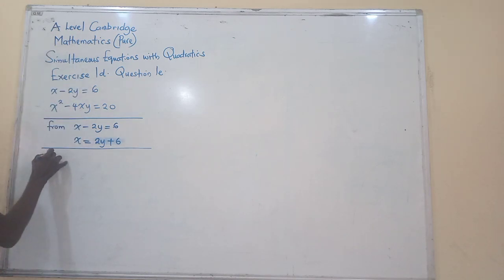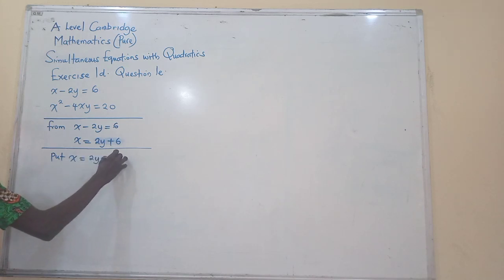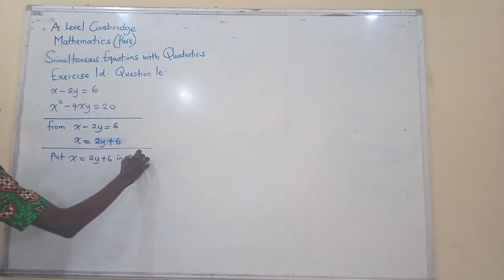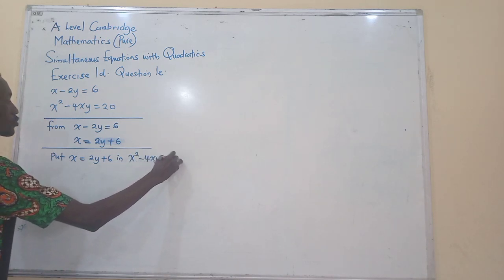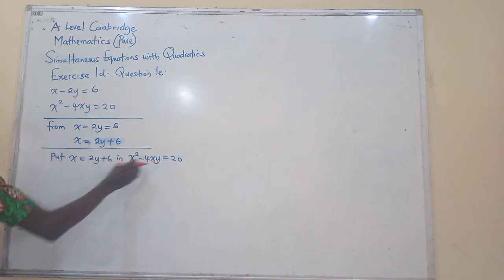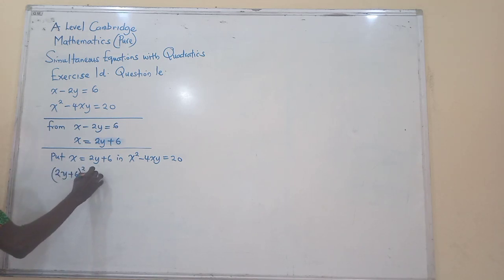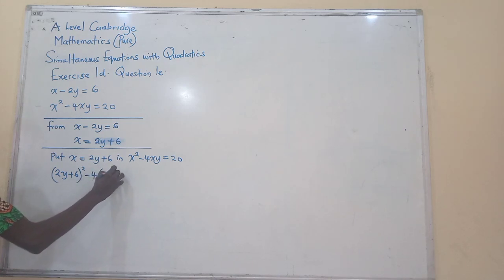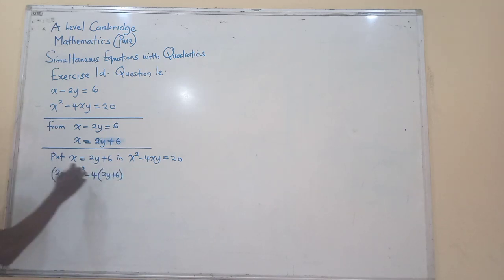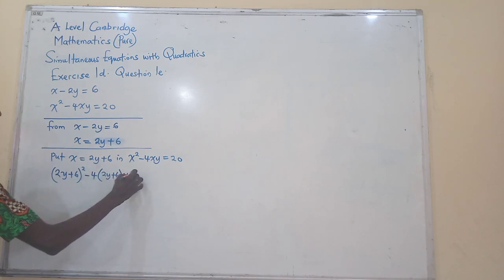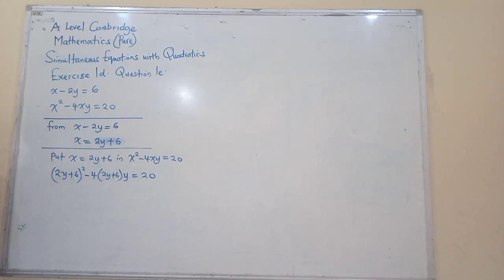So I will then put x equal to 2y plus 6 in x squared minus 4xy equal to 20. So what do I do? Wherever I have x, I'm going to put 2y plus 6. That will be 2y plus 6 all squared minus 4 into 2y plus 6 times y equal to 20. Now, I will expand this.